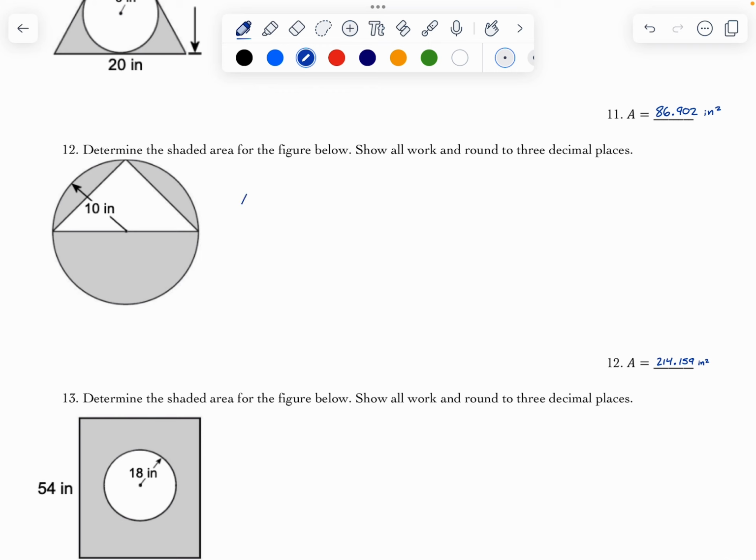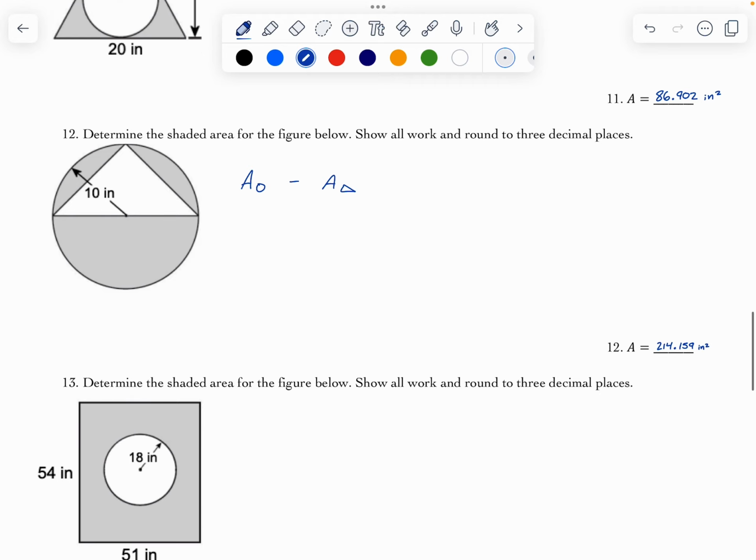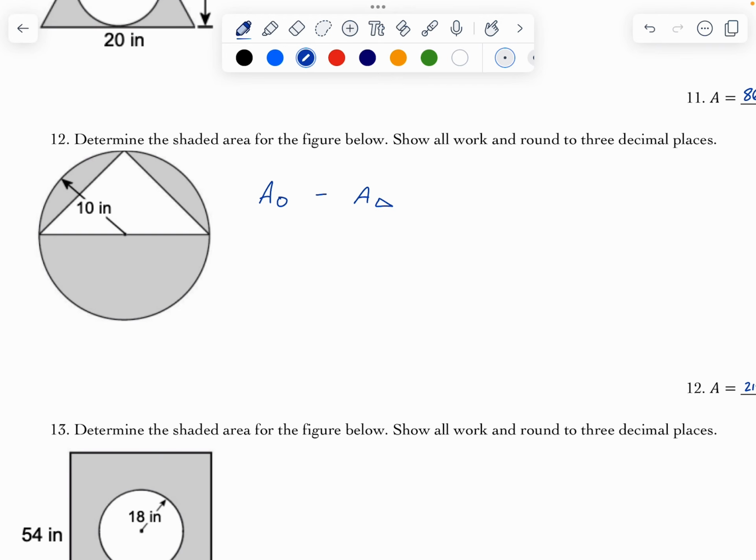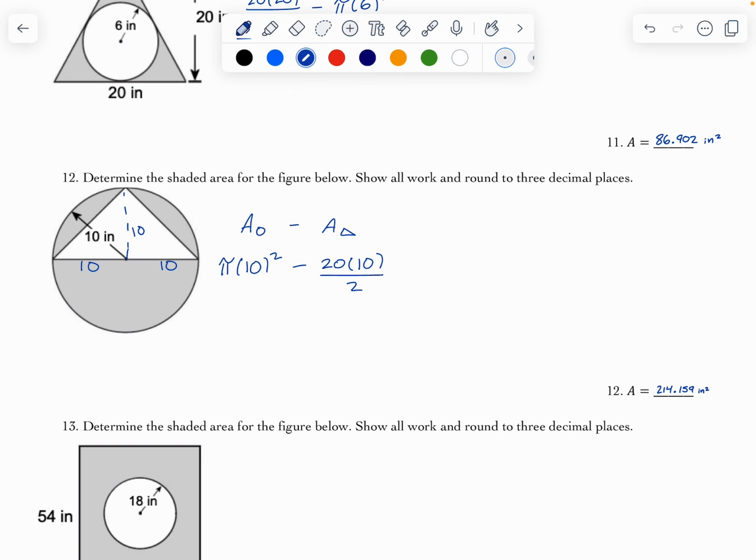For problem 12, my larger shape is a circle, my smaller shape is my triangle. My radius is 10, so I have pi times 10 squared. The area of my triangle, well, that's going to be 10, that's going to be 10. My base is 20. My height is also just another radius. That's going to be 10, so 20 times 10 divided by 2. Should get me 214.159.